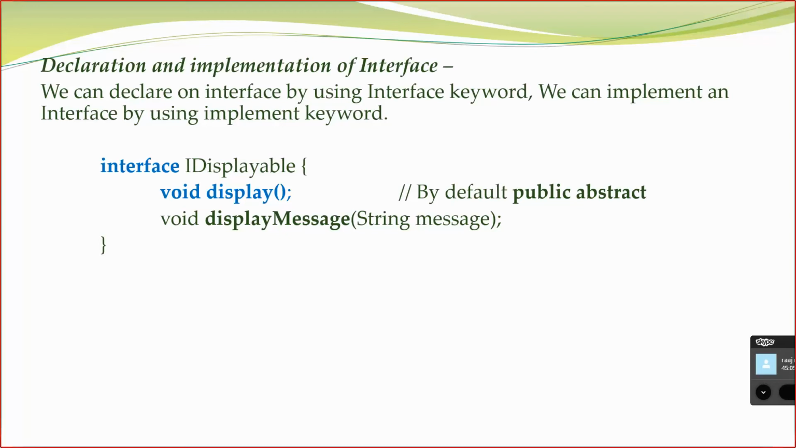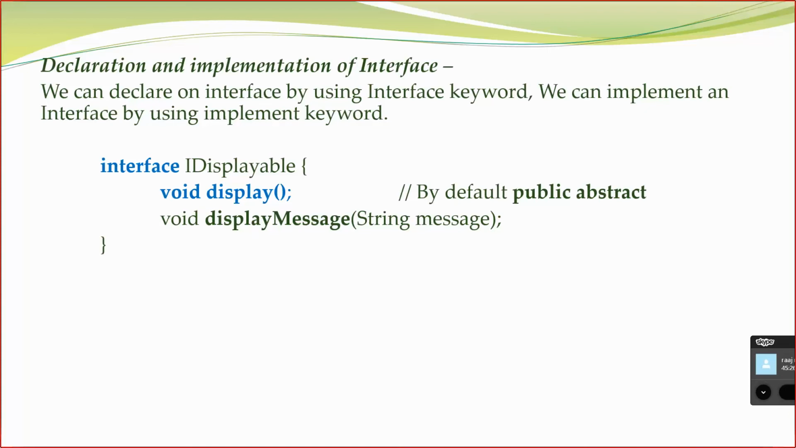Now I'm putting some methods here: void display. In an abstract class, we have to write the abstract keyword for abstract methods, right? I hope you remember. But in an interface it is not mandatory. Just write void display, and by default it will be public and abstract.